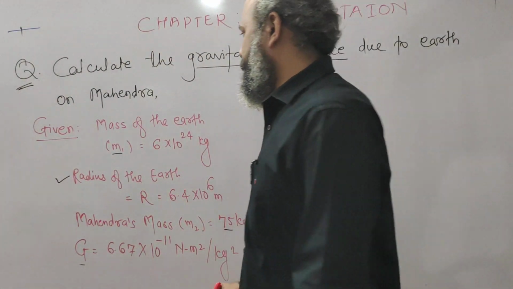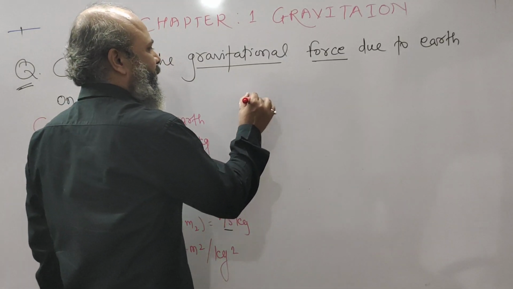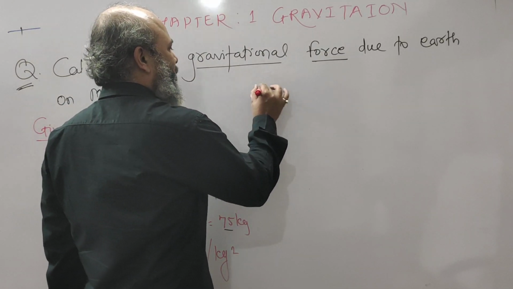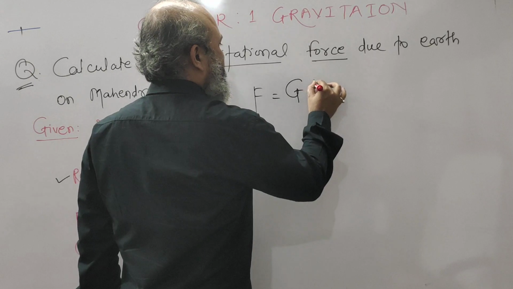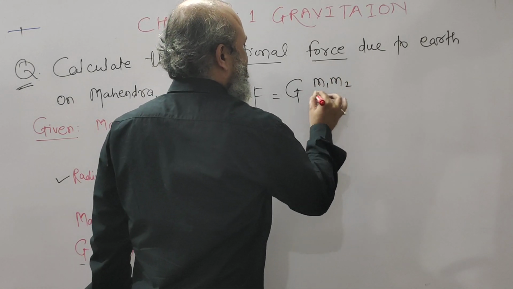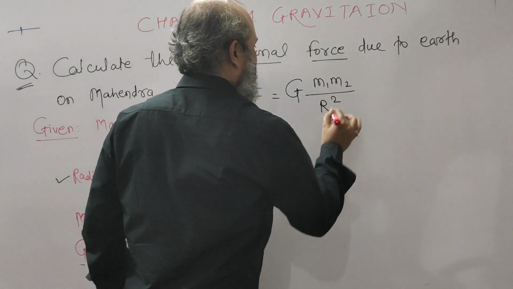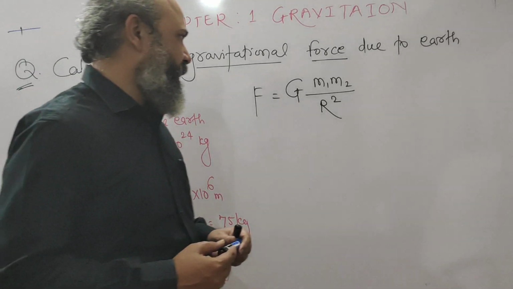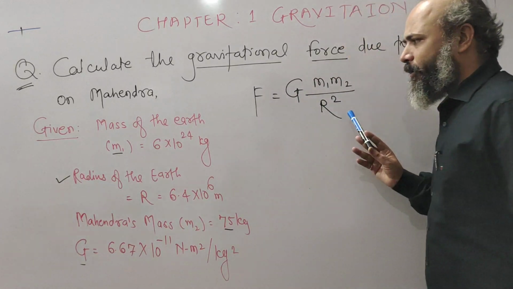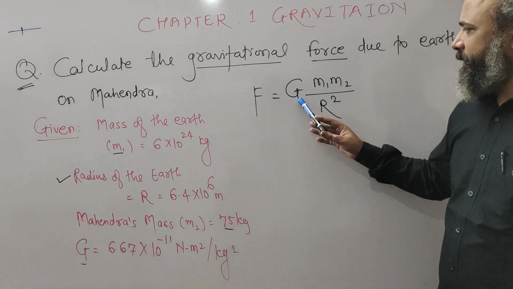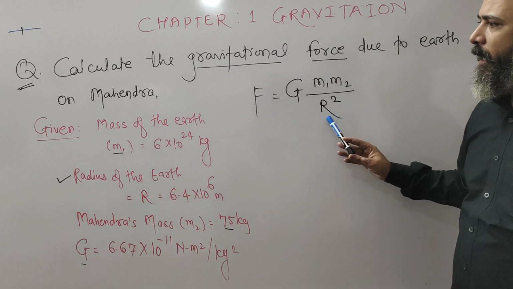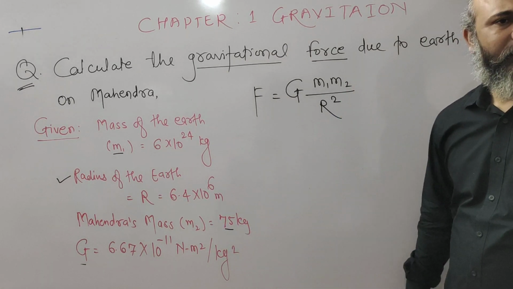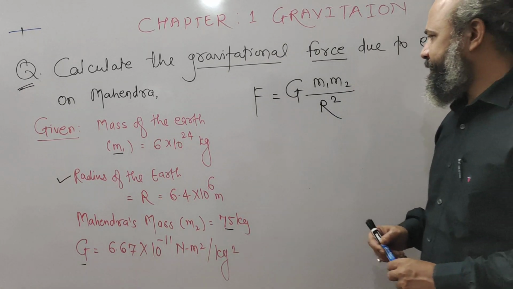Clear student? Now we know that the gravitational force F is equal to what? G m1 m2 divided by r square. This is the formula. Gravitational force is equal to G m1 m2 upon r square. Now in this formula we are going to substitute the values of G, m1, m2 and r from the given information.